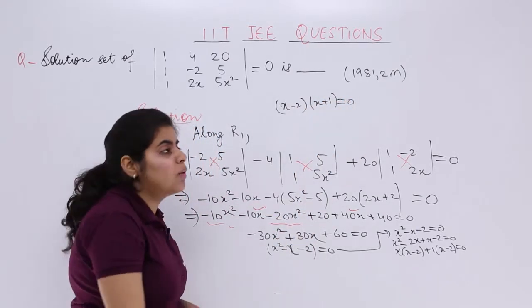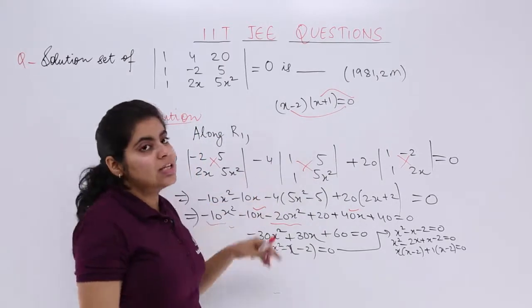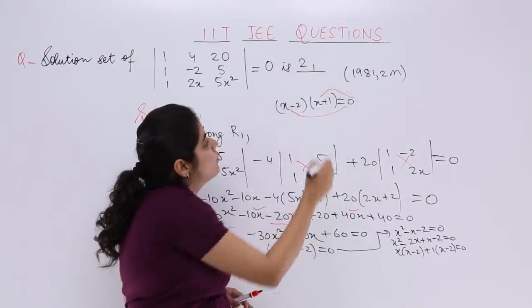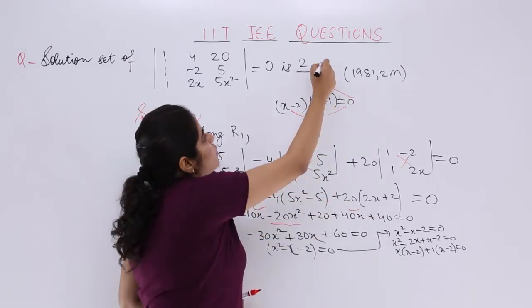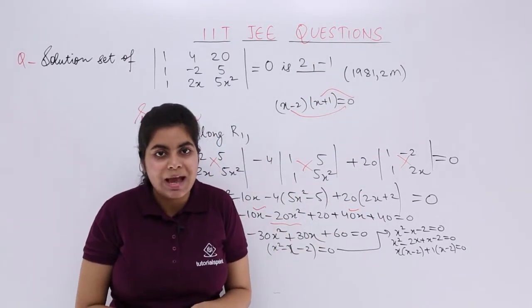So the 2 roots are what? Either this is 0 or this is 0. So the first 0 means x is equal to 2. The second 0 means x is equal to minus 1. So we have 2 answers to this question. It is 2 and minus 1.